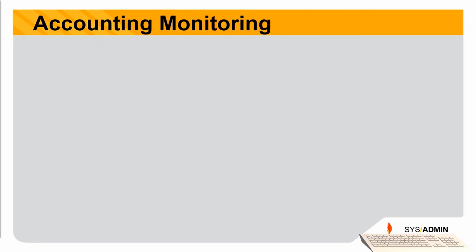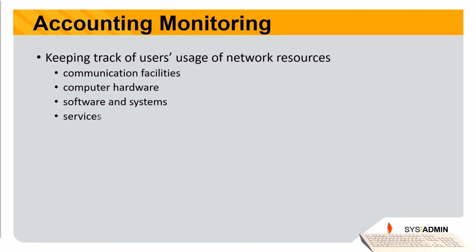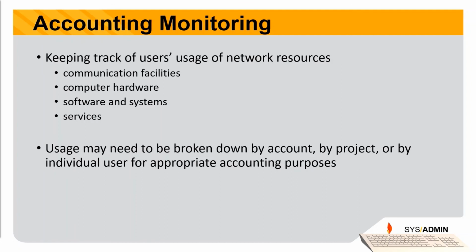Next, how about accounting? Accounting monitoring means keeping track of the user's usage of network resources: communication facilities, computer hardware, software, systems and services. How do you monitor the utilization of an employee, for instance? We use an application. As always, for every monitoring activity, we use an application, because we don't want this to be performed manually. Usage may need to be broken down by account, by project, or by individual user for appropriate accounting purposes.